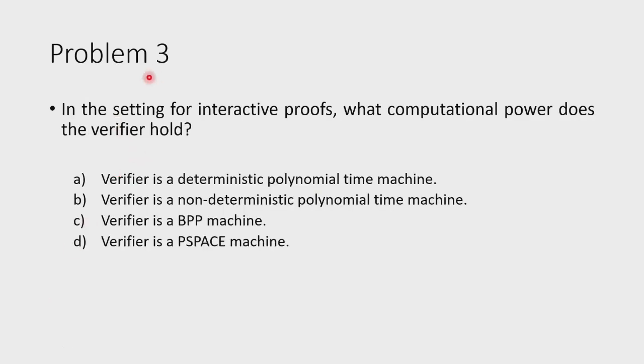The next question is also a recall question. In the setting for interactive proofs, what computational power does the verifier hold? The verifier is a deterministic polynomial time Turing machine, a non-deterministic polynomial time Turing machine, a BPP machine, or a PSPACE machine. So what's the answer to this question? The verifier is a BPP machine. Yes, right.